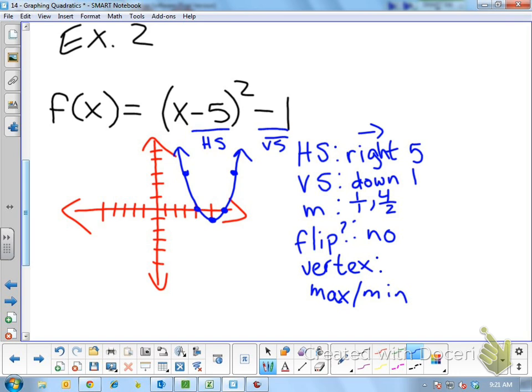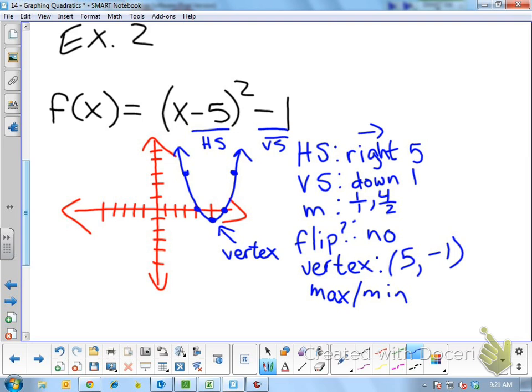The vertex is this main point that we count the slope off of. It's either the bottom of the graph or the top of the graph. So when I want you to name the vertex, I want you to give me the actual coordinate. What is the actual coordinate for this point? 5, negative 1. We went right 5, down 1. Coordinate is 5, negative 1.